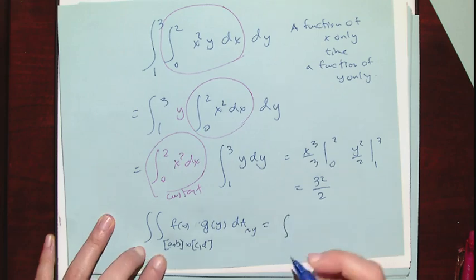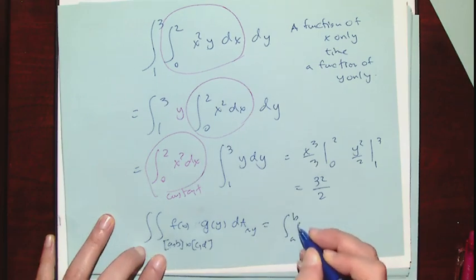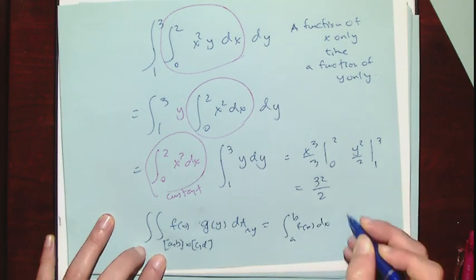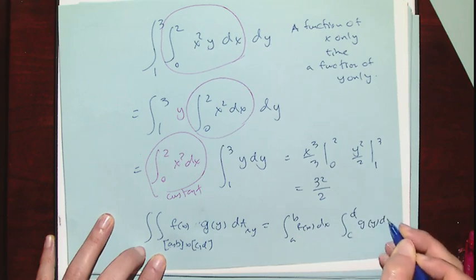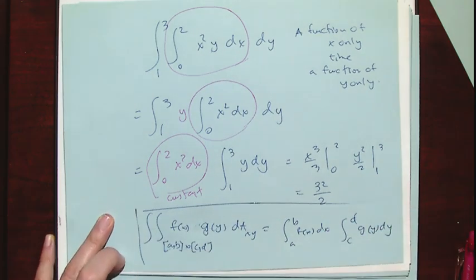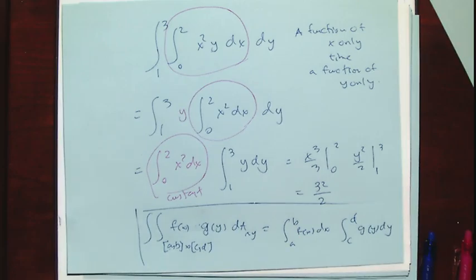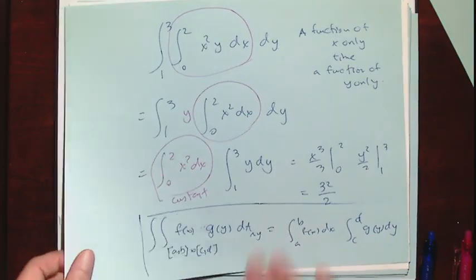So you can write it as a to b of f of x dx times c to d of g of y dy. Factors are function of x only and function of y only.